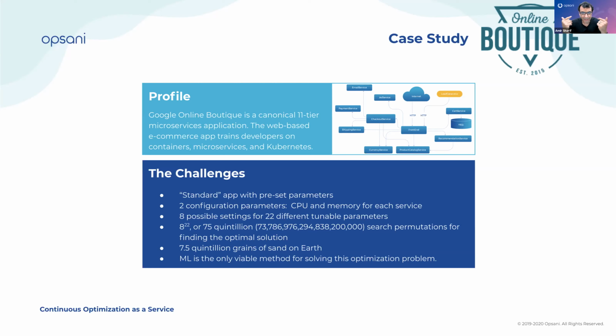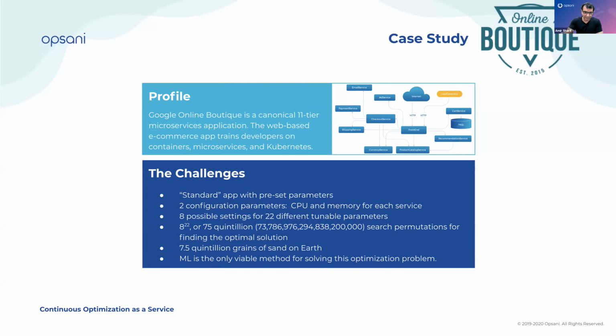So the human mind can't wrap itself around the size of a problem. It's too large. You have to have a new technique, and this is where ML becomes a viable method. And this is why having a standardized technique across the company where you can plug in different services like Opsani's ML becomes a good way to do this.